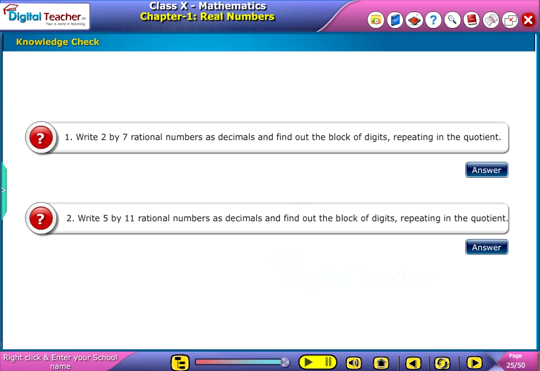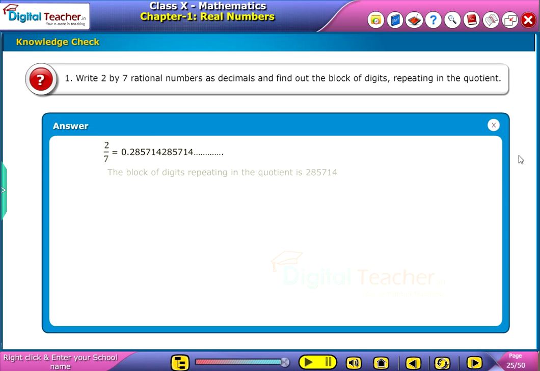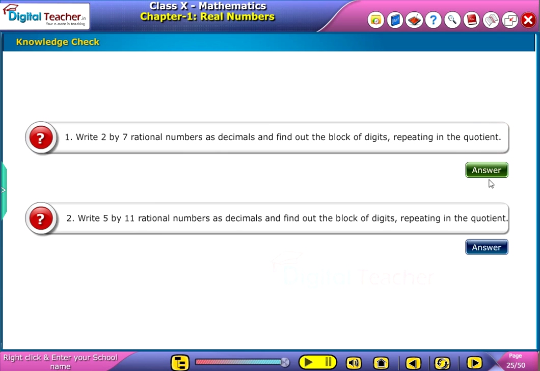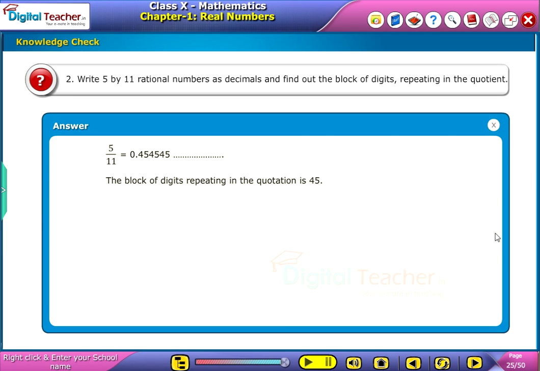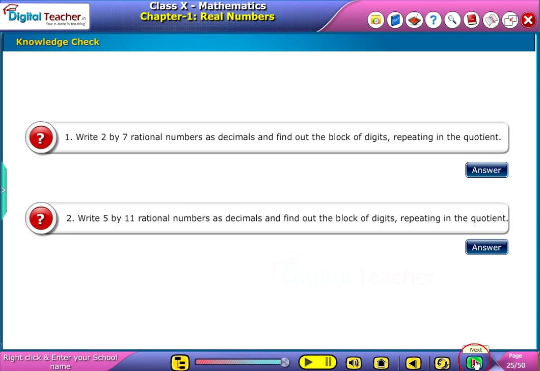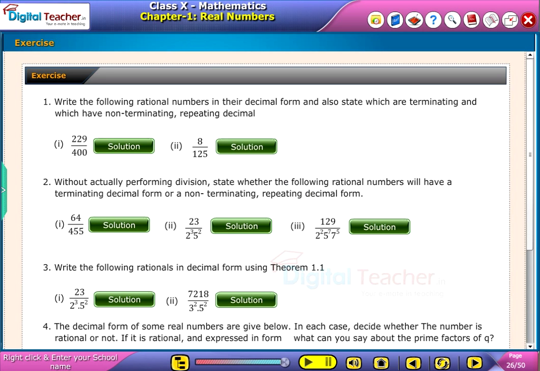Now, attempt the following problems. You can click the Answer tab to verify your answers. Exercise problem. Let us solve the exercise problem. You can click the Solution tab to verify your answer.